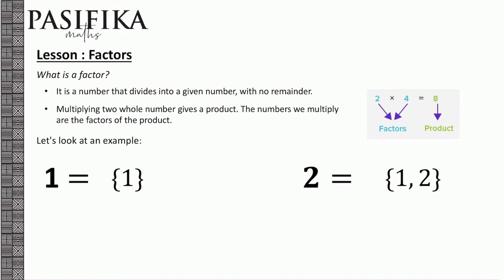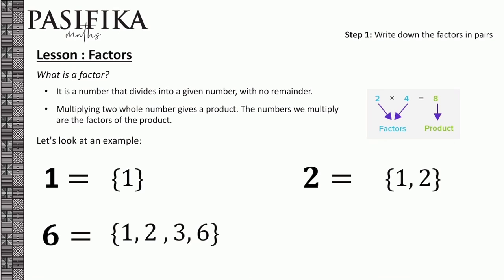Let's look at another example. What are you going to do in this one? Well, we're going to write down the factors in pairs. So, let's think of numbers that will multiply to give us 6. 1 and 6 and 2 and 3. So 1 and 6 in pairs, 2 and 3 in pairs. So write down the factors in pairs. And then double check your pairs and make sure that those numbers actually multiply to give you 6.